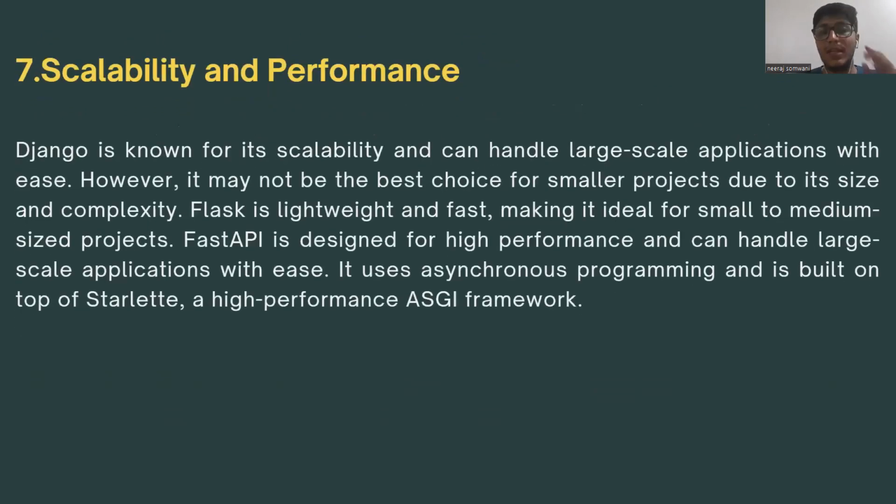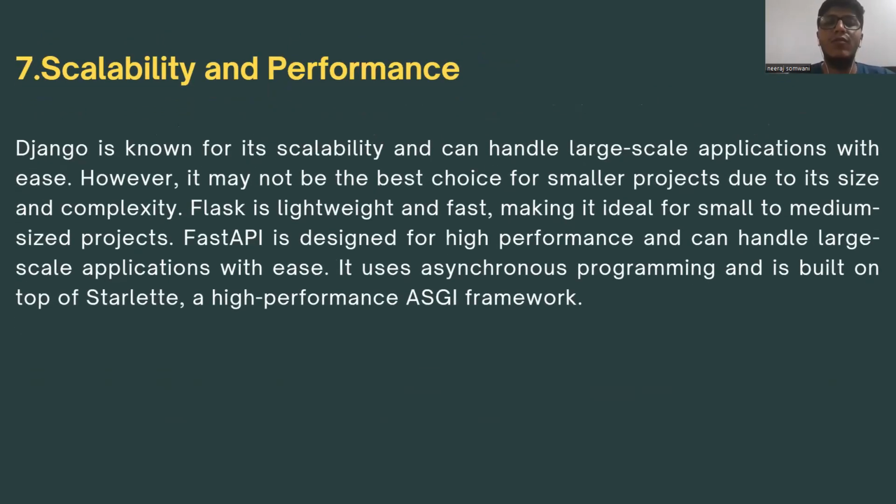Then scalability and performance. Django is known for its scalability and can handle large-scale applications with ease. However, it may not be the best choice for smaller projects due to its size and complexity. Flask is lightweight and fast, making it ideal for small and medium-sized projects. And FastAPI is designed for high performance and can handle large-scale applications with ease. It supports asynchronous programming and is built on Starlette, a high-performance ASGI framework.